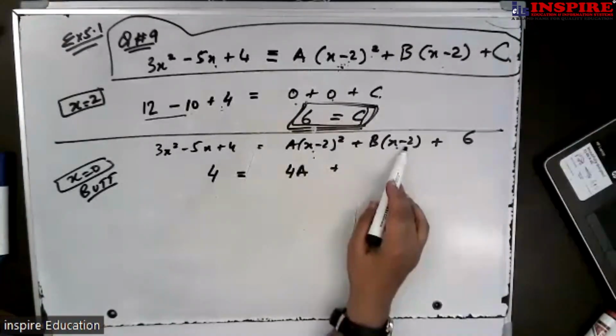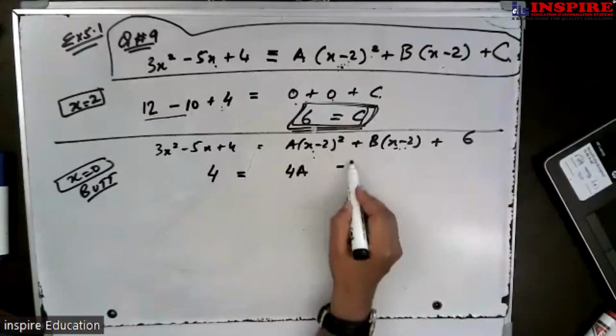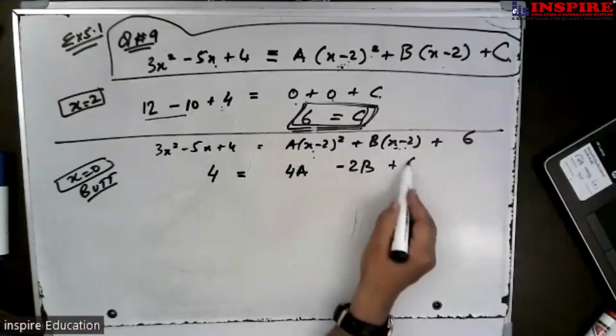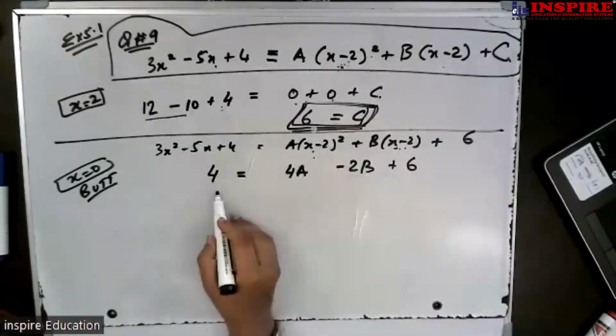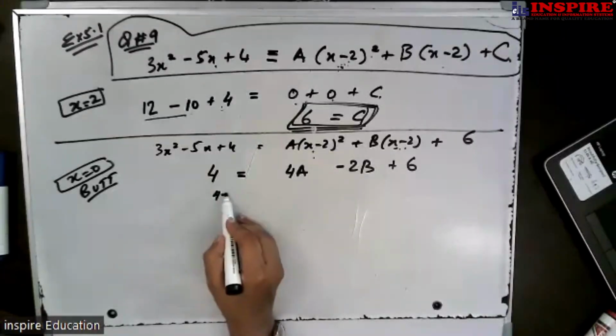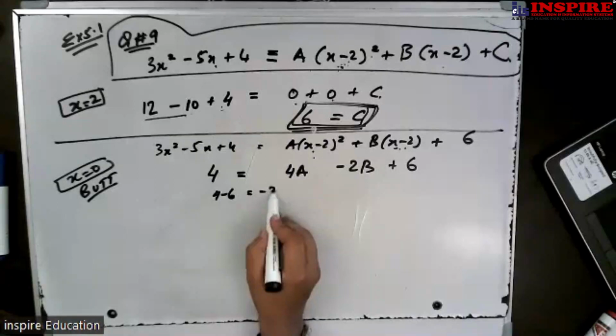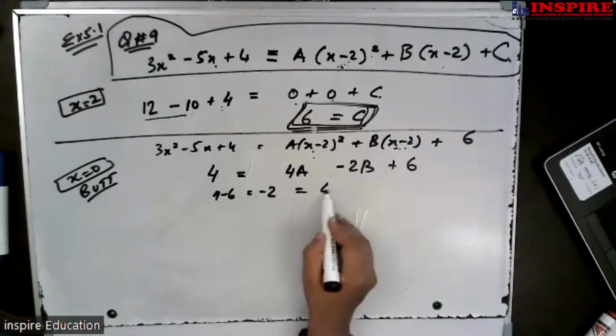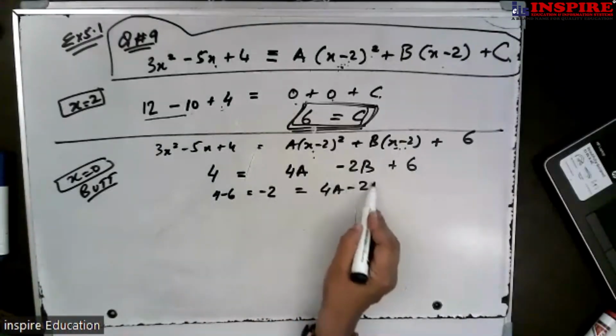0 into minus 2 is 0, minus 2 becomes minus 2b, and a plus 6 here. I send the 6 on this side. This becomes 4 minus 6, minus 2. Minus 2 is equal to 4a minus 2b.